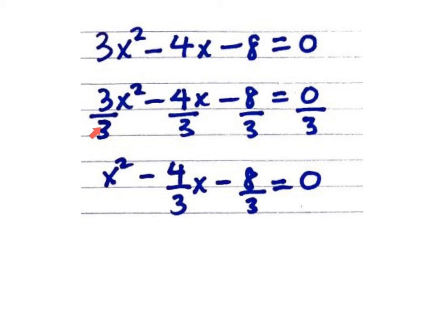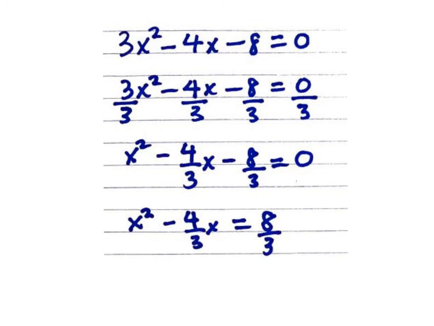3 divided by 3 is 1, 4 divided by 3 is 4 thirds, 8 divided by 3 is 8 thirds, 0 divided by 3 is 0. And now the next thing is to move this 8 thirds to the other side, which is still no big deal. So far so good.